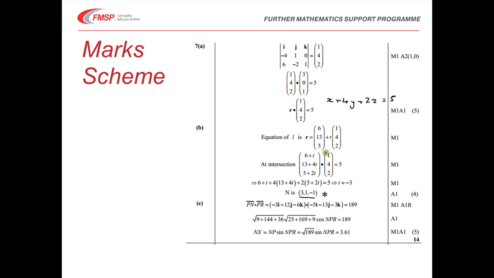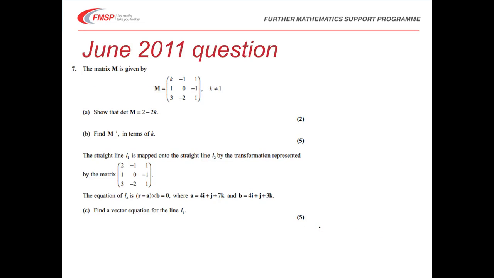To work out the coordinates of where that line perpendicular to the plane actually cuts through the plane, first of all you need to form the equation of that line, worth a mark. Then you need to work out the value of t at that intersection. There's a couple of marks for that, and then finally actually working out the coordinates for one final mark. And here we've got using the dot product to work out the angle NPR, and then using sine of that angle with the hypotenuse to work out the length of 3.61.